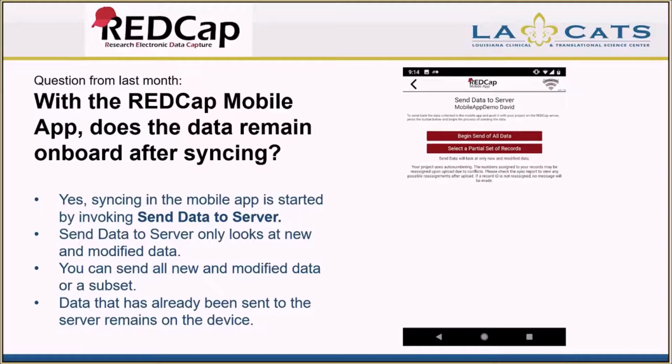When you want to sync the data from the mobile app to your REDCap server, use an option called Send Data to Server, and it only looks at the new and modified data. You can send all of the data that you've added since the last sync, or just a subset if there's a tremendous amount and you're only interested in syncing a little bit at one time. So you have control over that, and that's the screenshot that I placed there about a send of all or a send of a partial set of records. And data that's already been sent to the server remains on the device. So it's there until you choose to remove it.